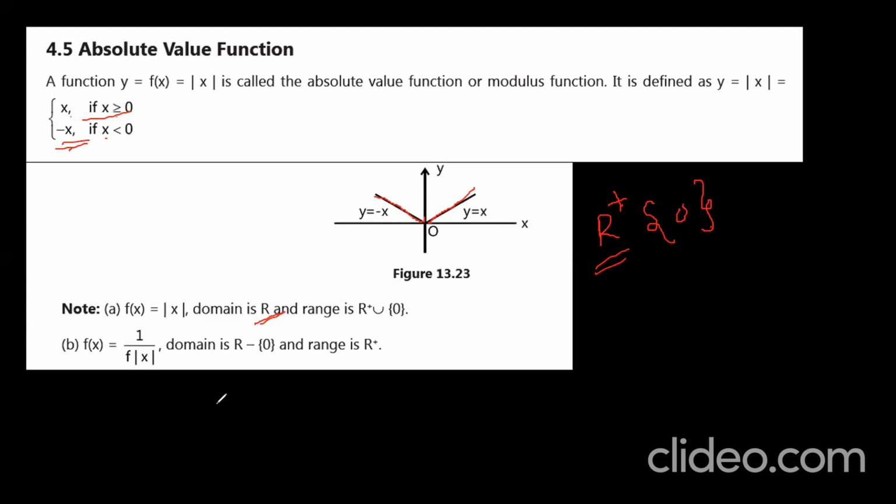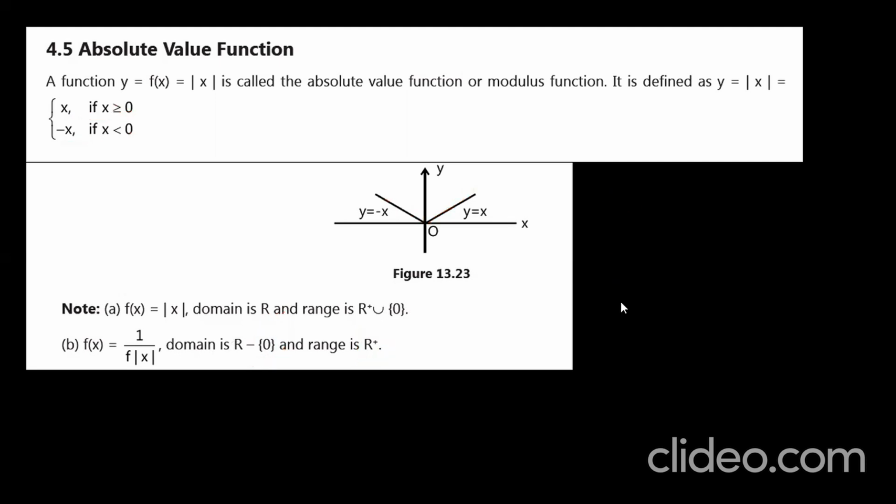And if you see 1 by mod x, for this you cannot take 0, right? So the domain is R minus 0 and the range is R plus. Why? Because 0 is not included. Yes, this is about the absolute value function.